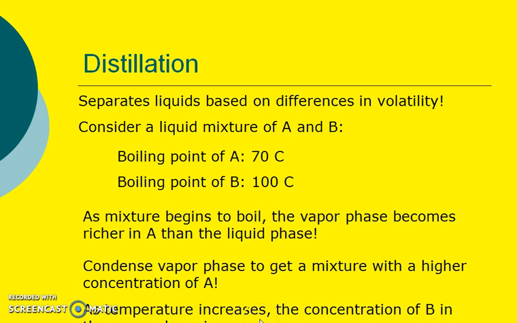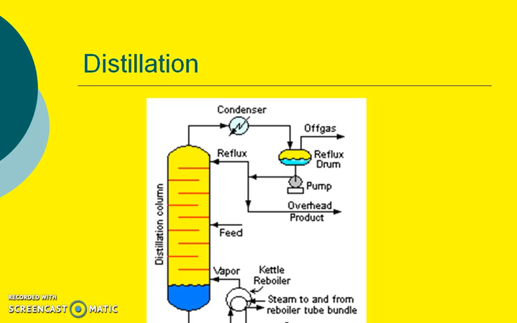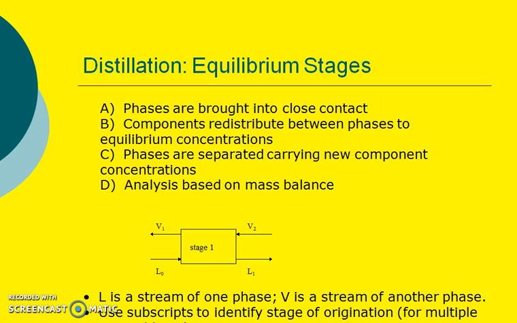As the temperature increases, the concentration of B in the vapor phase increases. So what would be the composition of the vapor phase if the entire component is distilled? So, distillation equilibrium stages.